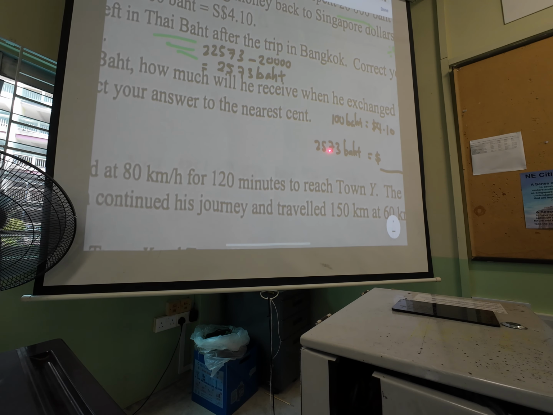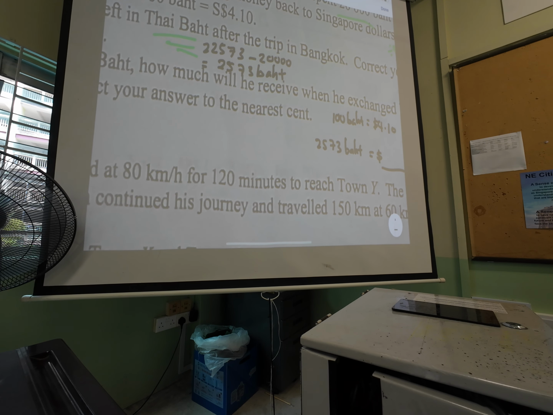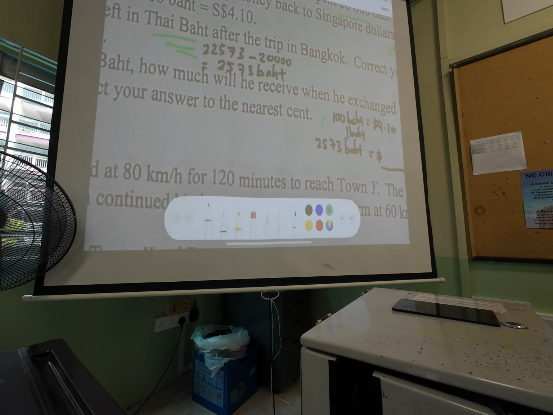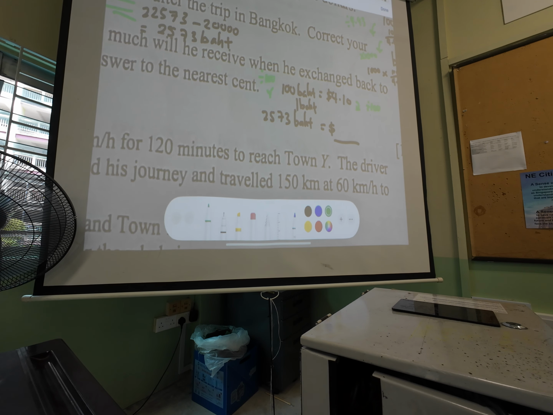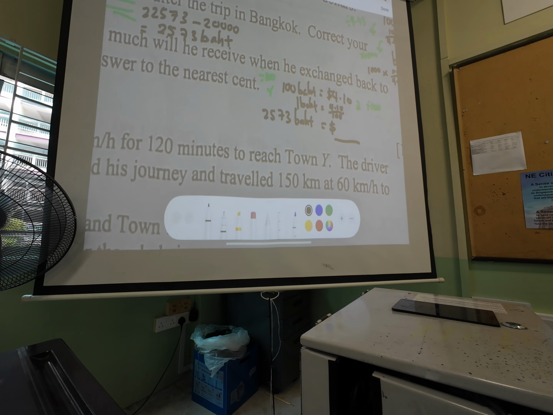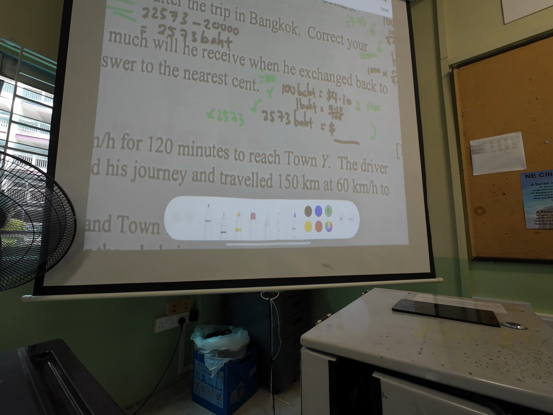From 100 to 2,573 is difficult, but I can change it to 1 first. Every 1 baht is how much? I divide by 100 first. Then $4.10 also divide by 100. Then I will have 4.1 over 100. Then from 1 baht to 2,573, I will multiply by 2,573. So here I also multiply by 2,573.